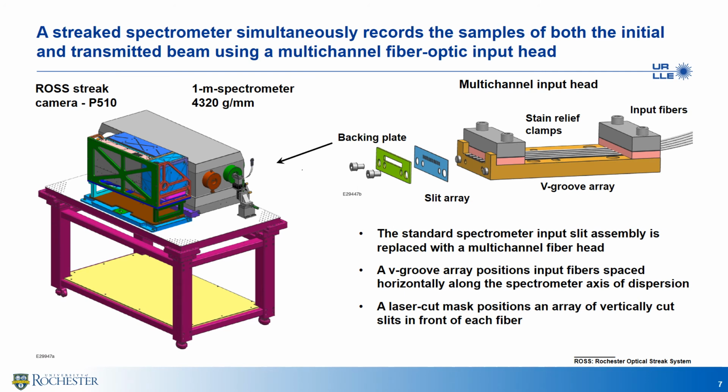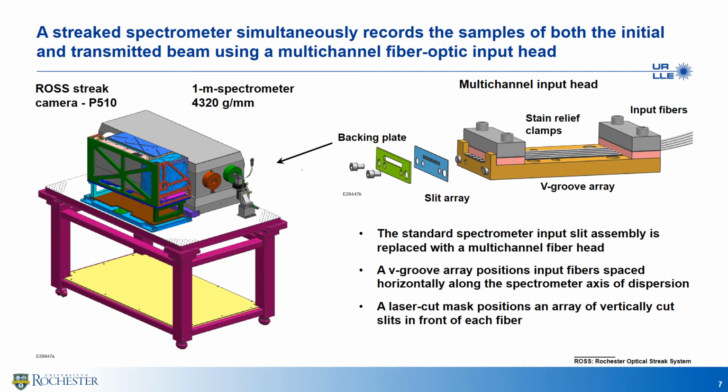Here's a view of the streak spectrometer used to measure the spectral power of the initial and transmitted beam. Both samples are recorded simultaneously on the same streaked image using a custom-built multi-channel fiber optic input head. The standard spectrometer slit assembly is replaced with a V-block array that positions multiple fibers along the spectrometer's input image plane. The fibers are arranged horizontally along the axis of dispersion, allowing each channel to occupy a different region in the output image plane.